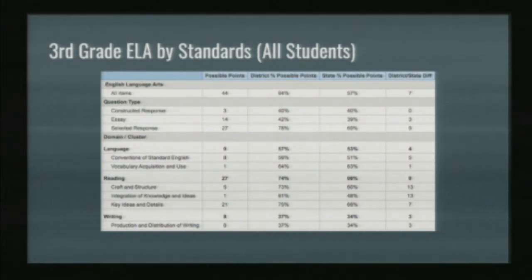That leads me to segue into talking about the column on the left-hand side, where you'll see the content area, which is English language arts, and then the question type. They break down the possible points that kids can achieve for those particular question types. Below that, you'll see the domain and cluster, and then the various subgroups in those domains. So it breaks it down standards-wise, showing how students are performing on those different areas.